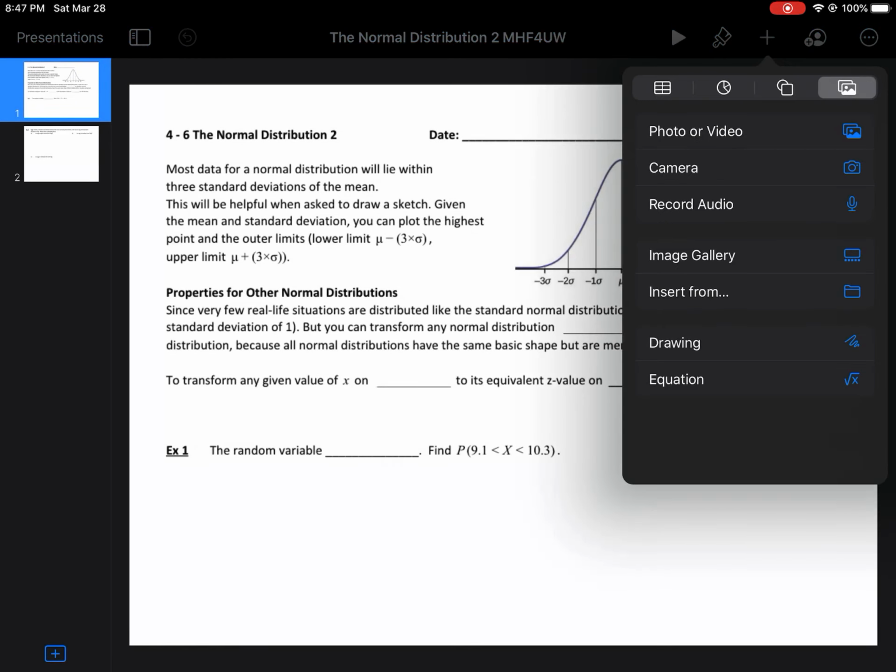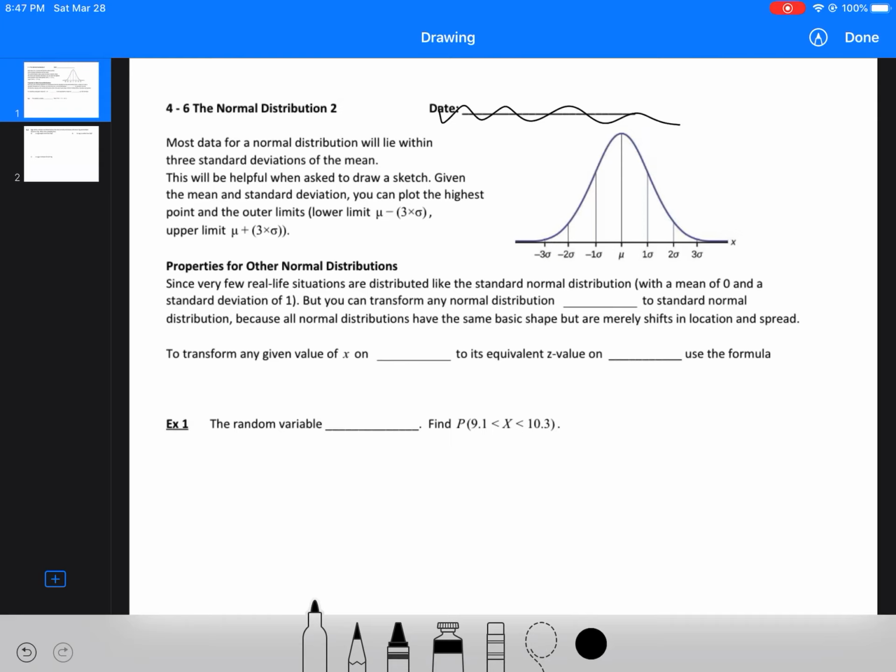This is the second part of the normal distribution. Most data for a normal distribution will lie within 3 standard deviations of the mean. An example is shown here. This will be helpful when you're asked to draw a sketch.